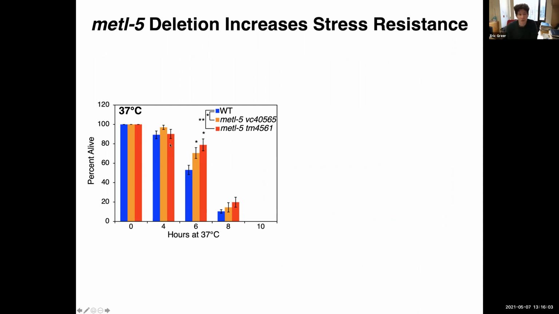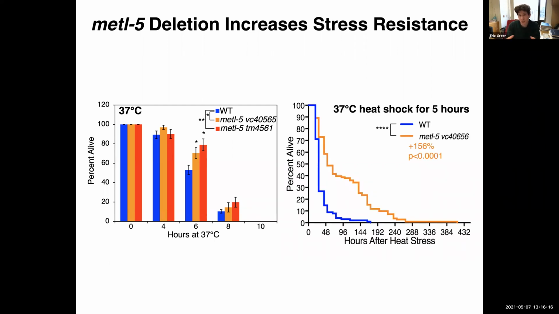Here I'm just showing you heat stress resistance, but they also showed increased resistance to UV stress, oxidative stress, and cold stress. And if we take their survival out for the entirety of their lifespan, you can see in this Kaplan-Meier survival curve that the METL5 mutant worms survive about 150% longer than their wild-type counterparts. So this is suggesting that this enzyme, which is methylating the 18S at this particular residue, is conferring altered stress resistance.